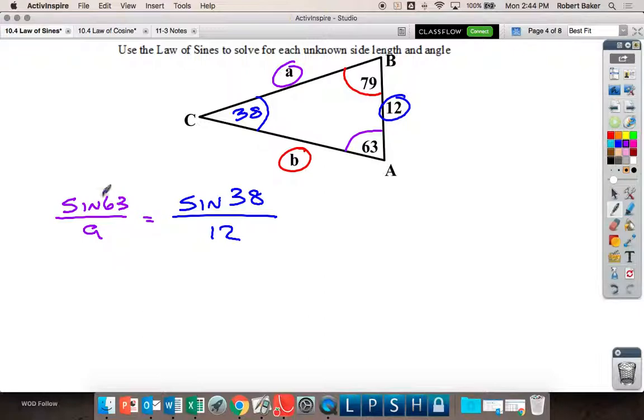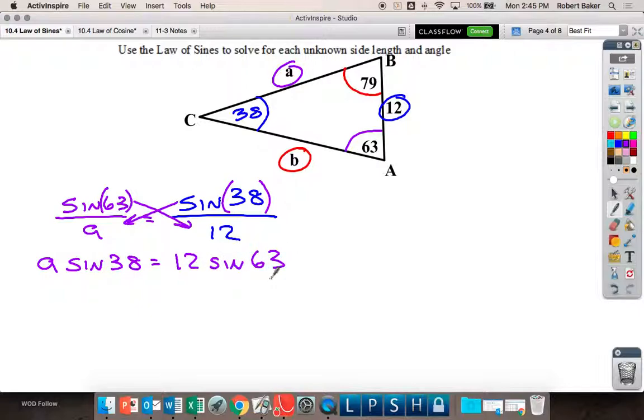Now, someone said that the parentheses help them organize their thoughts in the last class. So, remember, when you multiply trigonometric functions by side lengths, those two numbers don't talk to each other. So if I was going to do A times sine of 38, I would get A sine 38. Sine of 63 times 12 is 12 sine 63. Don't do any math yet. Keep simplifying. How do you get A by itself?